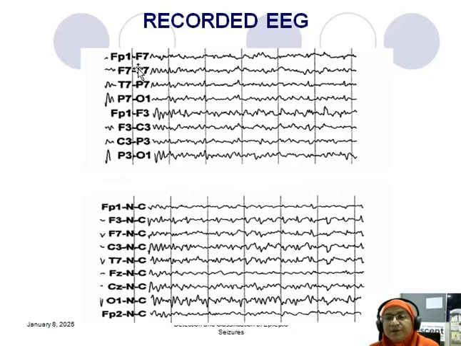And this is a bipolar recording: FP1-F7, F7-T7, T7-P7, like that. The reason they take bipolar recording is that when there is an abnormality between two electrodes, we can identify the place where the abnormality occurs. Here the common electrode is F7. So if F7 is not placed properly onto the scalp, or there is a problem near F7, we can easily identify that particular portion. That is why people go for bipolar recording.